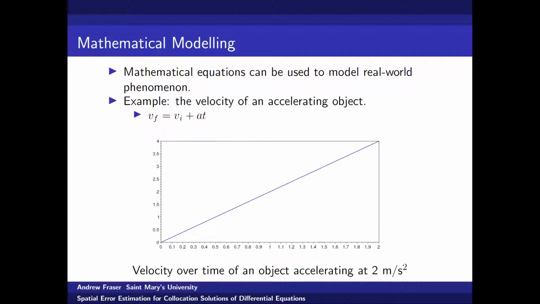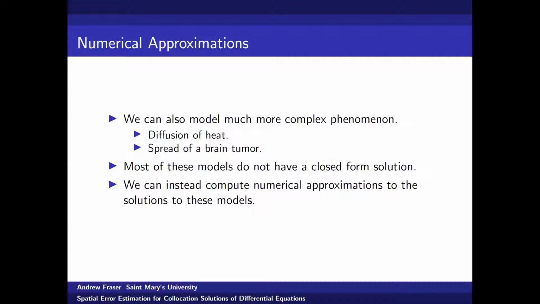The first concept I'll introduce is mathematical modeling, which is the idea that mathematical equations can be used to model real-world phenomena. For example, here we see the velocity of an object accelerating at 2 meters per second squared. While this is a simple model, it is still a mathematical model. We can also model much more complex phenomena, such as the diffusion of heat or the spread of a brain tumor. Although most of these models do not have a closed-form solution, so we can instead compute numerical approximations to the solutions to these models.